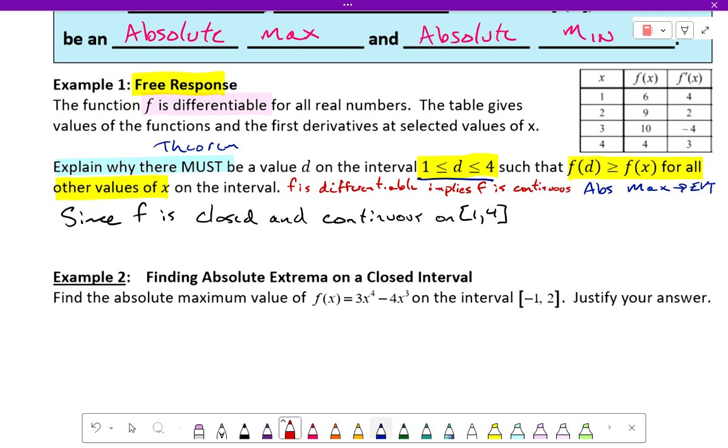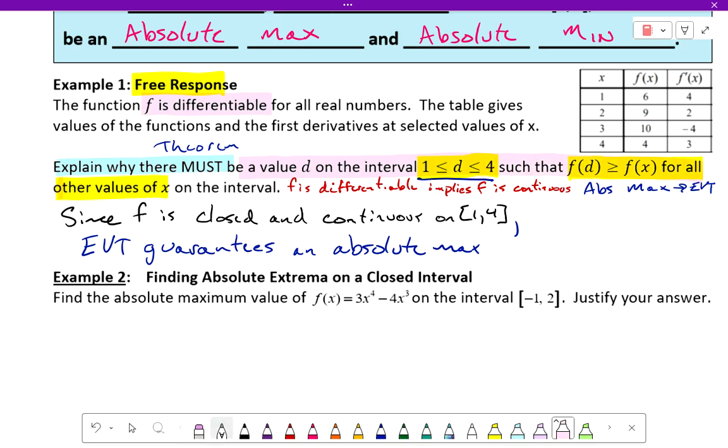And then we're going to put a comma. And then we're going to write EVT guarantees. What is EVT going to guarantee in this question? Yeah, guarantees an absolute max. And if you want to get more in depth than that, you could write the whole thing that they said here. It says it could guarantee there's a value of d on the interval from 1 to 4, such that blah, blah, blah. But all that means is there's a max. So guarantees an absolute max. And I'm done. There's not anything else I have to do.